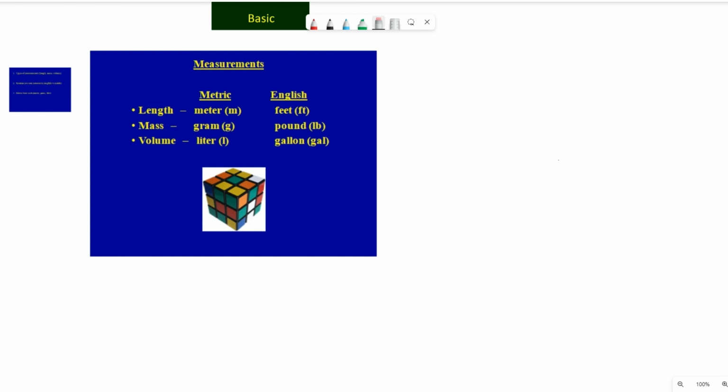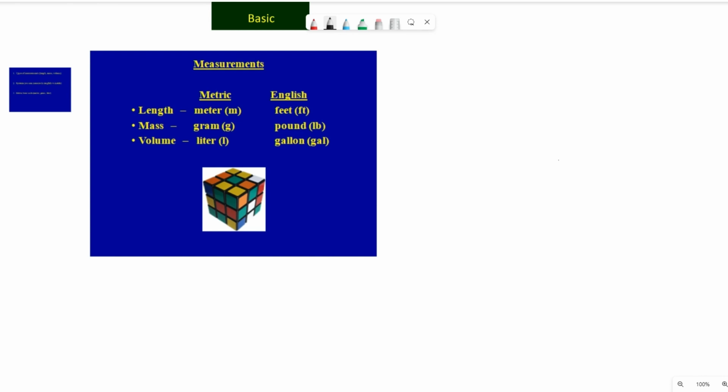So why is the metric system used in science and the healthcare field? It's because it's a lot easier to convert back and forth within it. To give an example of that, let's take a look at some English units and how they convert back and forth with each other.